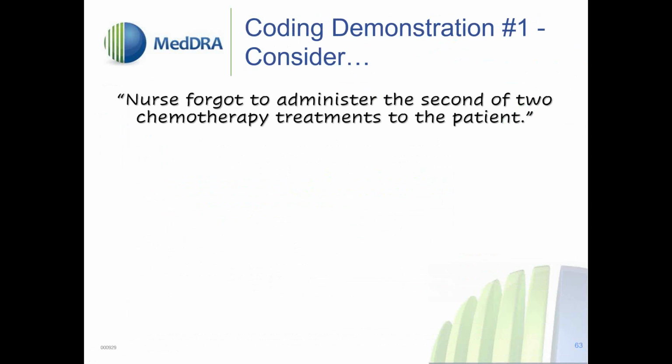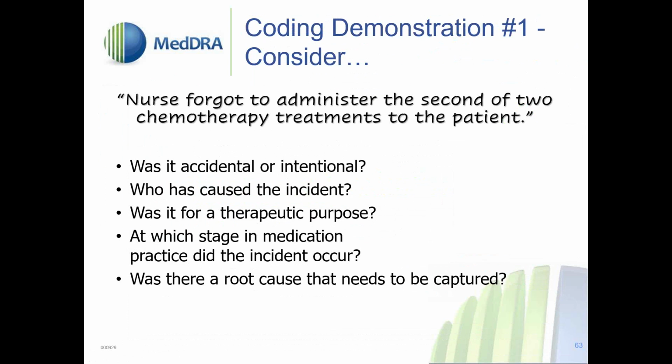And here's our first example. It is reported that the nurse forgot to administer the second of 2 chemotherapy treatments to the patient. So what can we take from this report? It is reported that it was accidental. Do we know who caused it? Yes, an HCP, a nurse. And was it in the framework of therapeutic use of the product? Yes, it was. We also know the stage where the error occurred, but no root cause was provided.